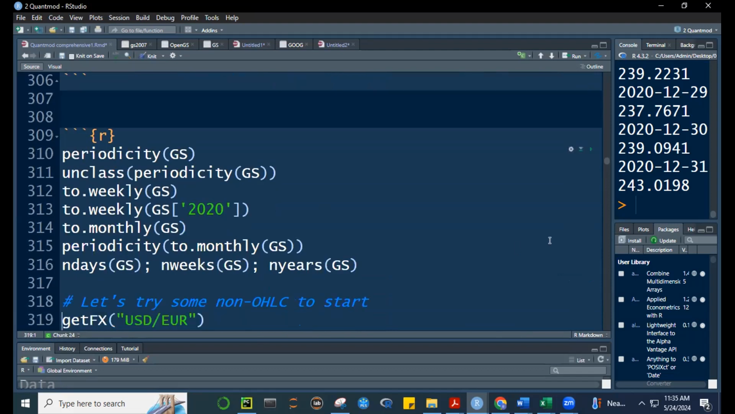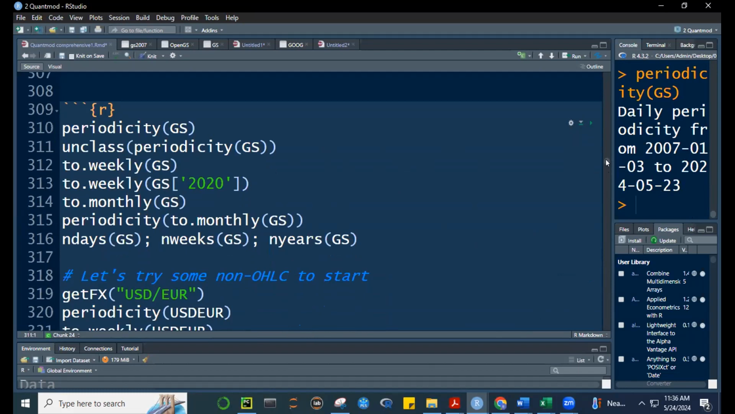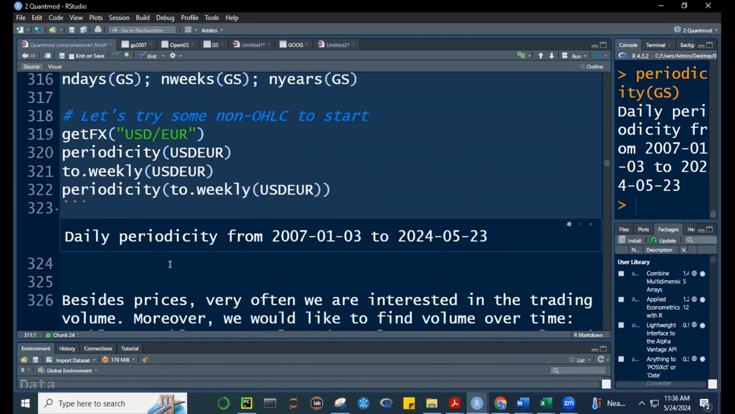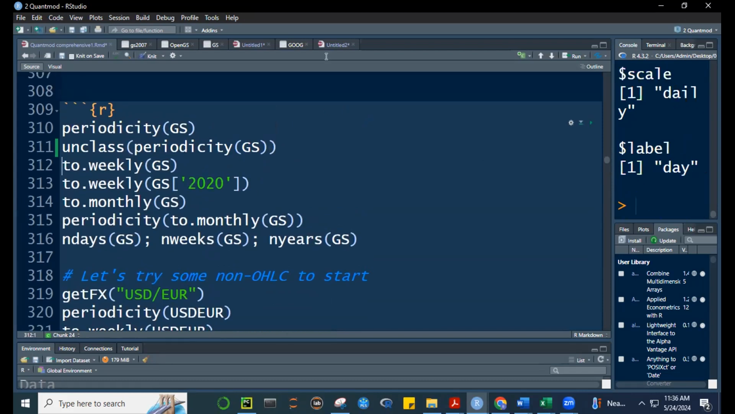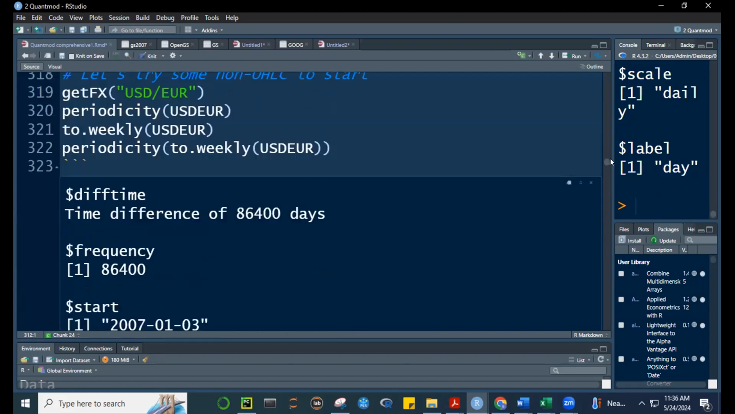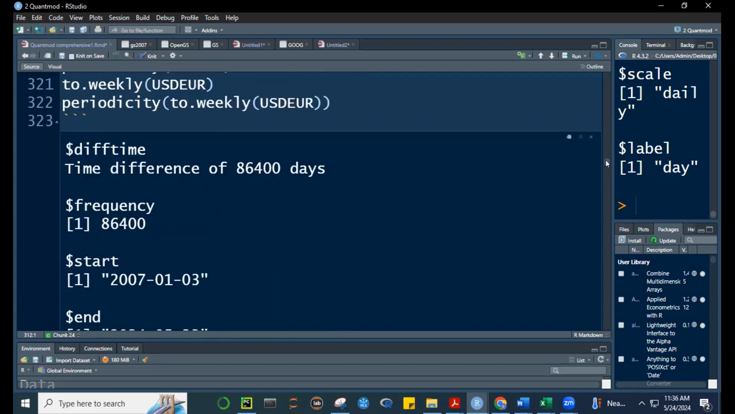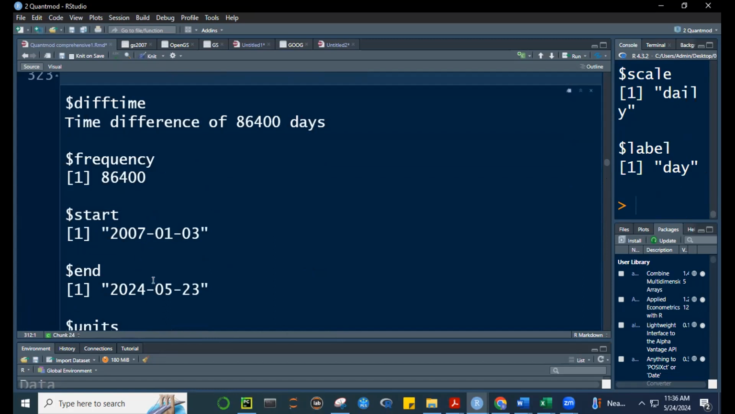This one is very important. I hope you don't mind us reviewing it. Periodicity of GS. If we run this, we know that GS is daily data. If we run this, it will give this output here. It's daily periodicity from 2007-01-03 up to the date yesterday. And knowing that, if we use this function unclass the periodicity, okay, so what does it mean? Okay, 86,400.